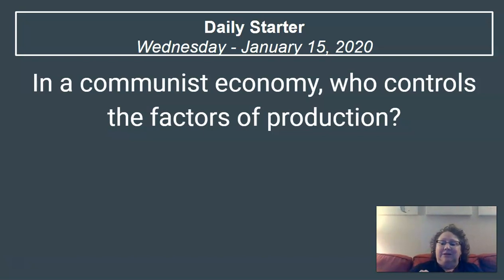So in a communist economy, the answer is the government. In a capitalist economy, what we have in America, it's mostly individuals. In a socialist economy, it's mixed. Some is individuals, some is the government. But in a communist economy like they had in the Soviet Union, which was Russia, based on the teachings of Karl Marx, the factors of production were controlled by the government. So the answer is the government. If you need to pause it for a moment to write down your answer, do so.